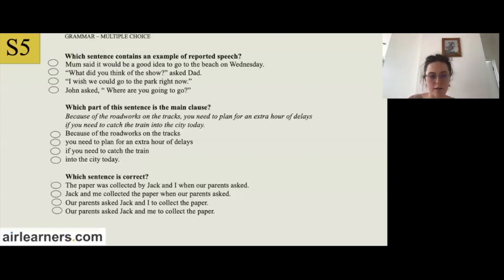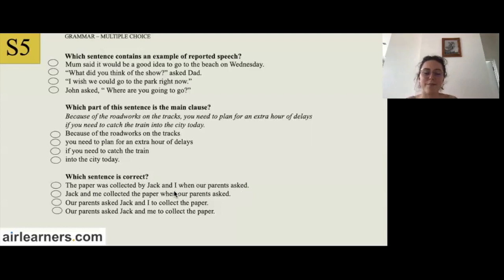So for the last one, which sentence is correct? The paper was collected by Jack and I when our parents asked. Jack and me collected the paper when our parents asked. Our parents asked Jack and I to collect the paper. Our parents asked Jack and me to collect the paper. Now, the difference between me and I is a really tricky one, and I know a lot of people really struggle with it. A little trick here is it doesn't actually matter if another person is in the sentence. You'd still refer to yourself the same way as if it was just you.